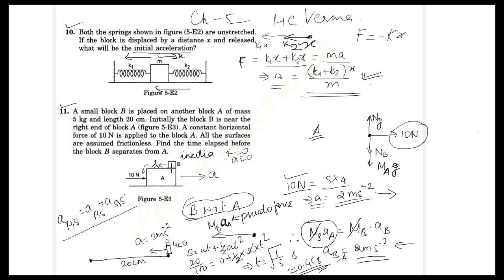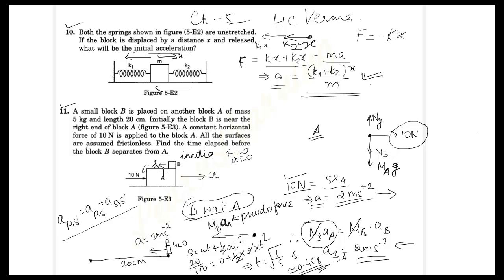Now we have to find the time elapsed for block B to fall off A. Block B will be maintaining its inertia because there is no friction force here. So block B will try to stay at that single position itself and block A will move forward. So when we see block B with respect to block A, we find that block B is moving in this direction. If a man is standing on block A and he is seeing block B, he will find that block B is coming towards him.